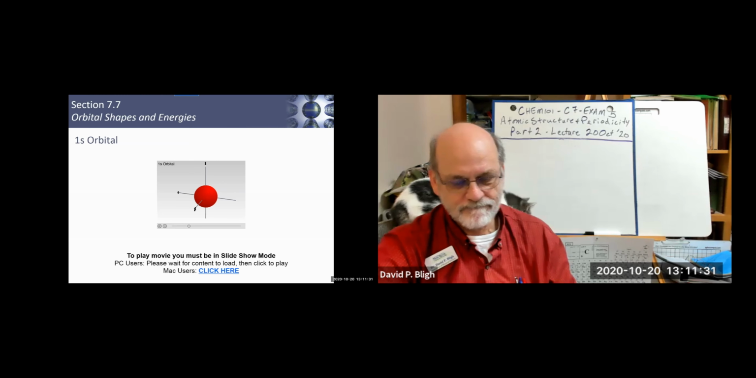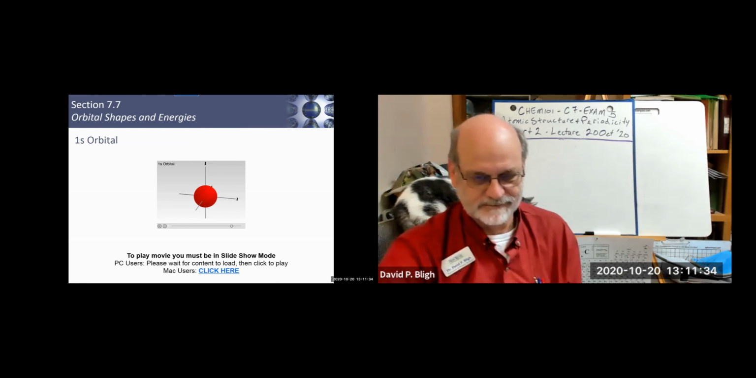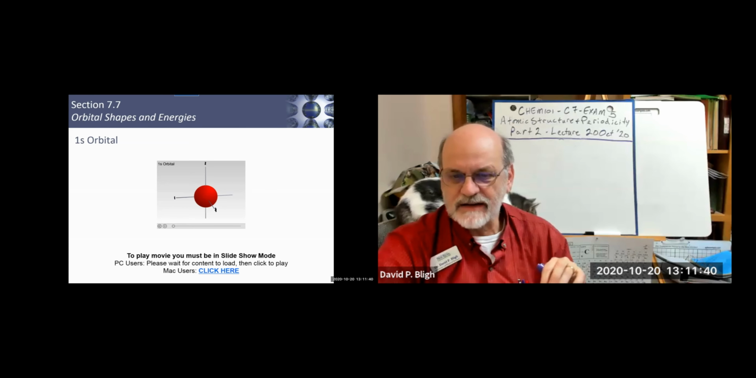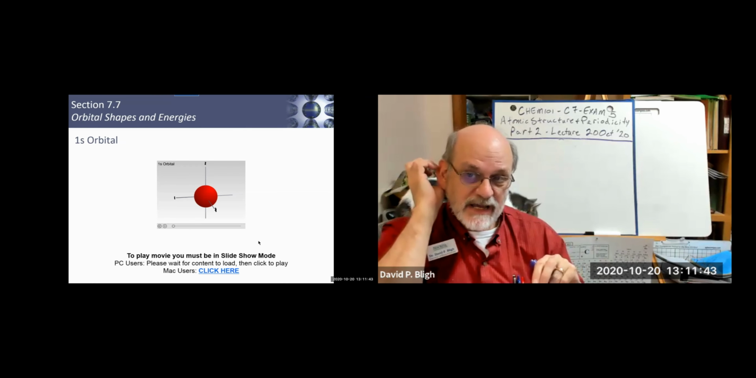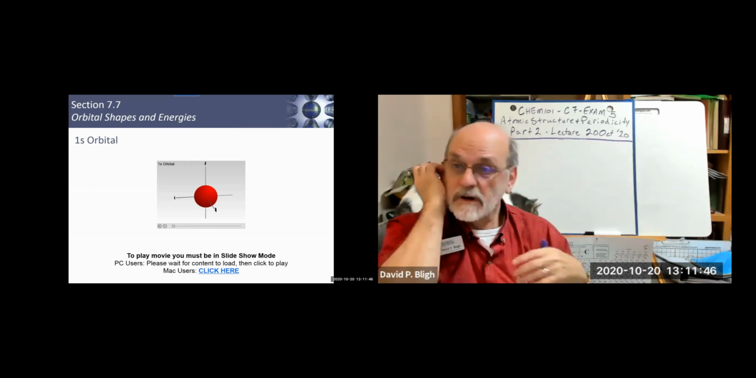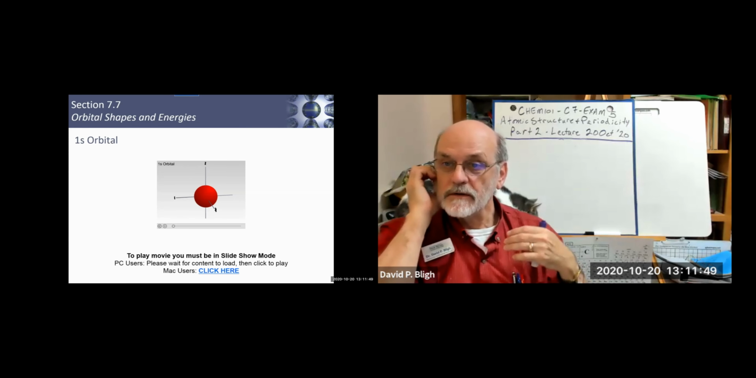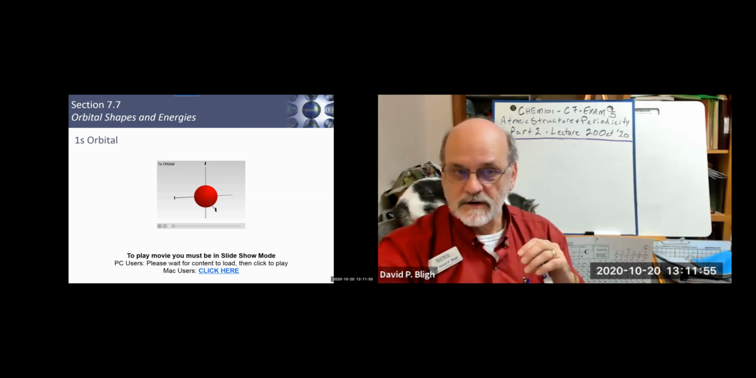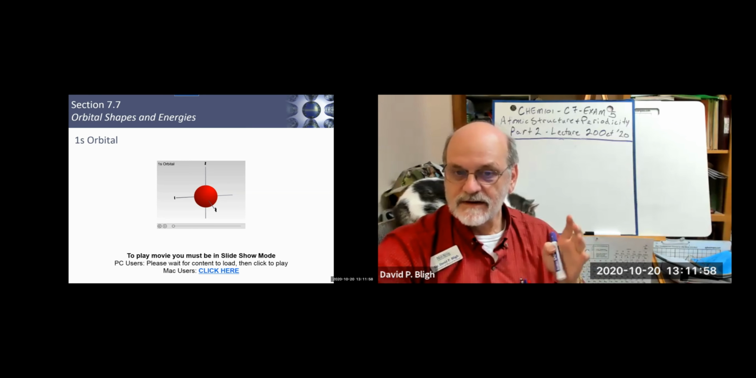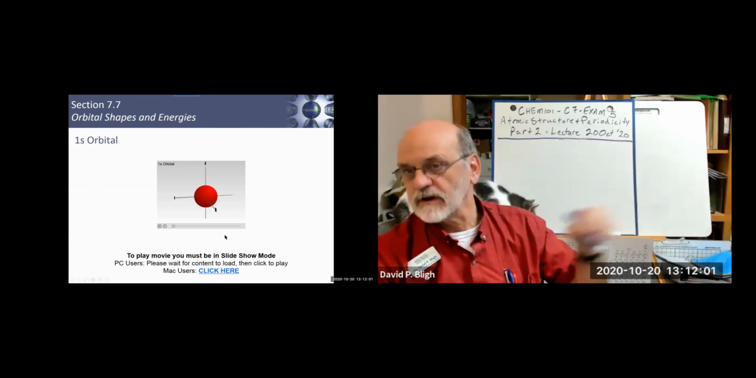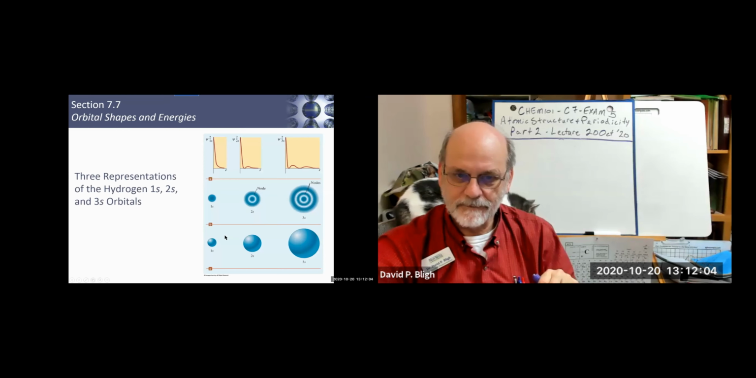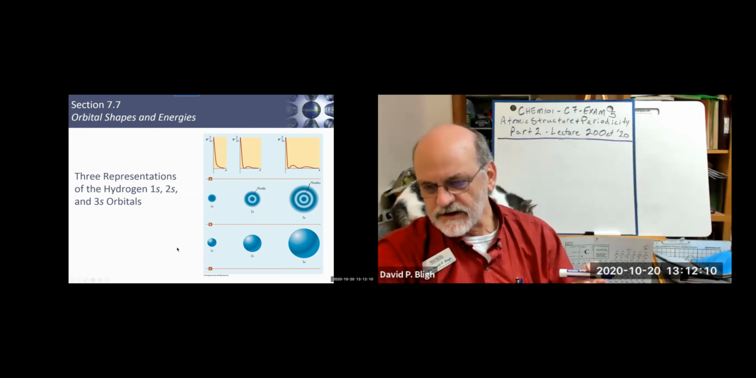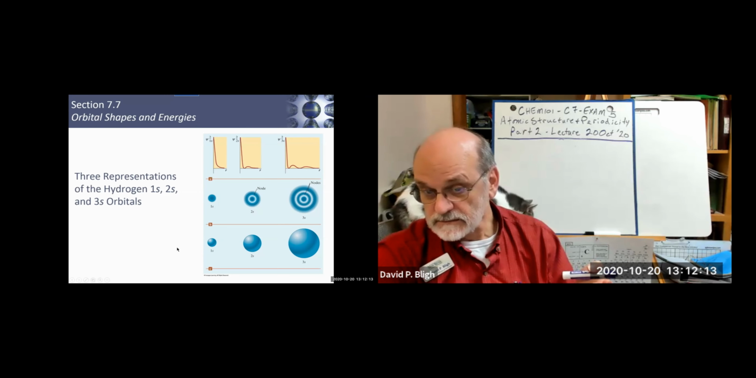An s orbital has a spherical shape with the nucleus at the center. These next short videos are just going to give you an idea of what the shapes are. Remember, the shape is related to the angular momentum quantum number, or the L value. So L equals 0, which is S, is a spherical shape. At any energy level, it's always spherical. This is one way to look at it, 3 different ways to look at it. You can have this surface model right here, spherical.